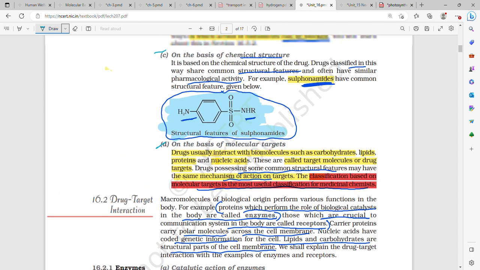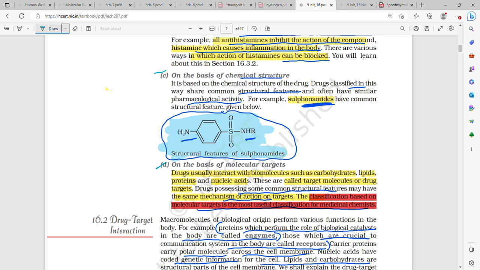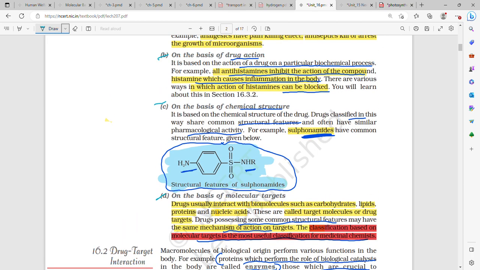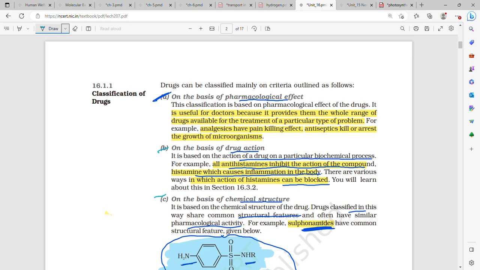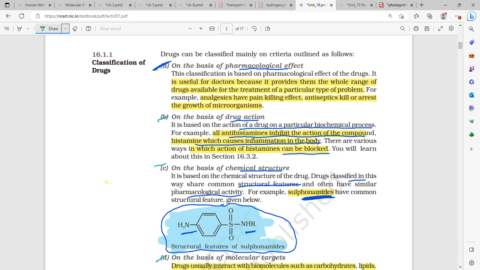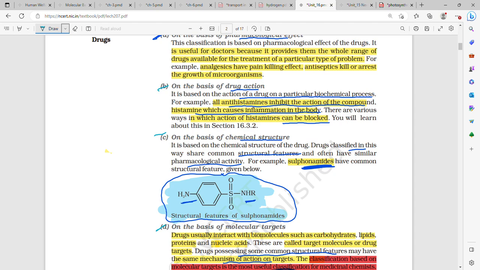So these are the 4 ways in which drugs are classified. First is pharmacological effect, that is the doctors use it for treatment, prevention and so on, for specific reasons, such as analgesic for painkilling, antiseptic to kill microbes and arrest their growth. On the basis of drug action, antihistamines inhibit the reaction done by histamine, which produces inflammation in our body.